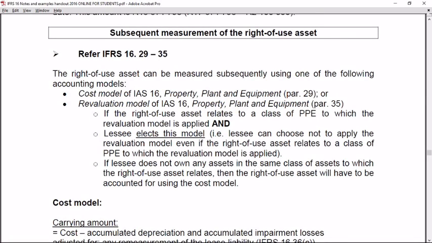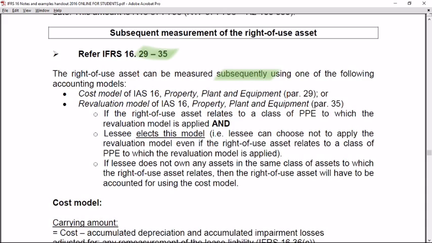IFRS 16 Leases, subsequent measurement of the right of use asset in the books of the lessee. Please refer to IFRS 16 paragraph 29 to 35. The right of use asset can be measured subsequently using one of the following accounting models: the cost model of IAS 16 or the revaluation model of IAS 16.